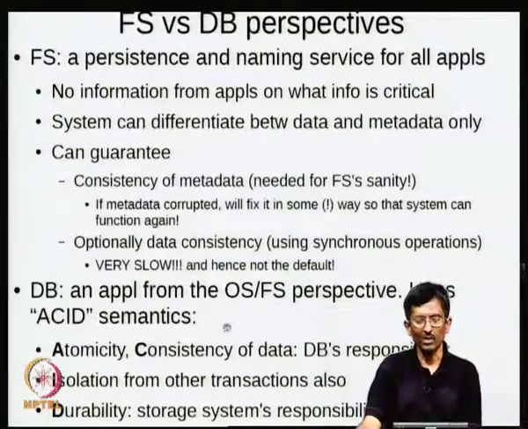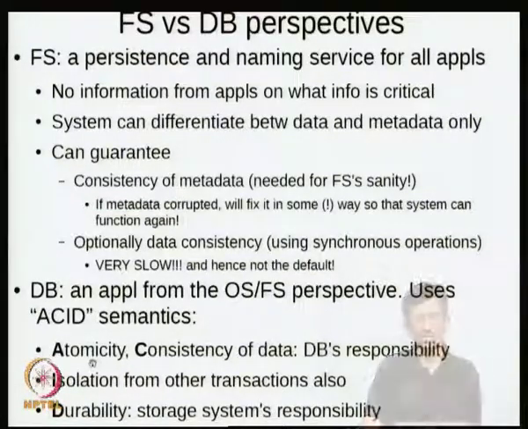So, what are the kinds of things that a database is trying to guarantee? One is atomicity. What is atomicity? You want to ensure that either some transaction happens or does not happen. You cannot have some in-between situation. Either your bank transaction happened or it did not happen.